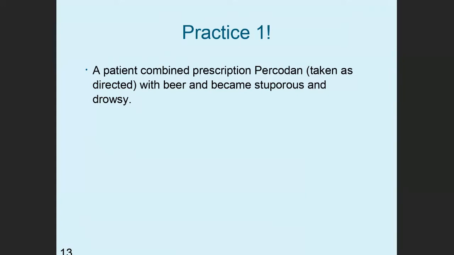So here's a practice. If you wish, listen to the case and then pause the video and code this on your own. A patient combined prescription Percodan, taken as directed, with beer and became stuporous and drowsy. Stuporous is kind of like brain fog and confusion.